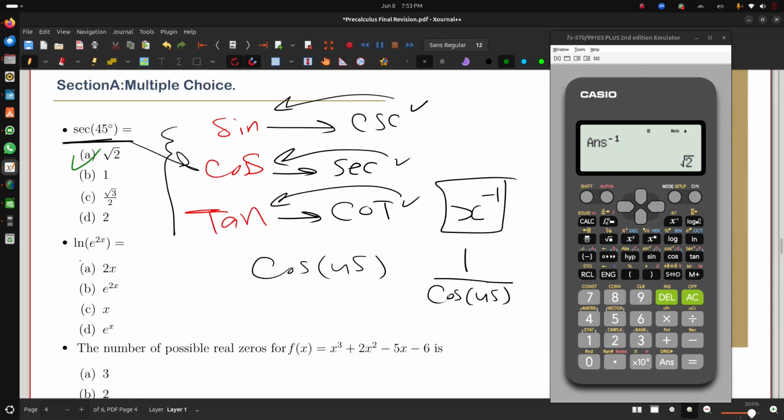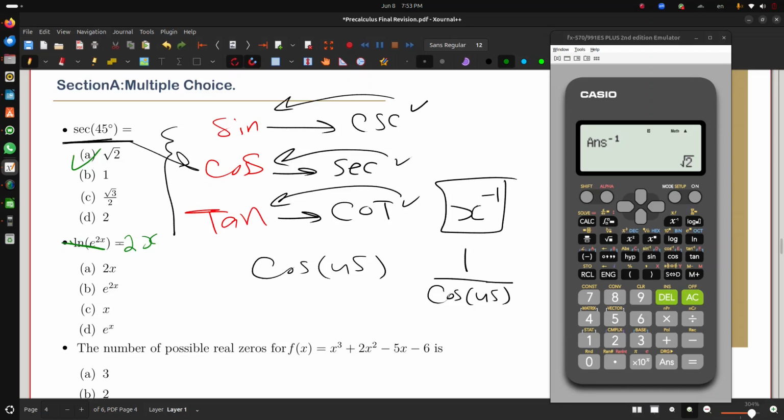Okay, the next one, ln e to the power 2x. Okay, for this one you can pick any number for x and you get ln of e to the power. For example, pick x to be 7, so it will be 2 times 7, and then you will find an answer, and then you will plug in 7 for each one of them, and you will search for which one has the same answer, or you need to know the rule. ln and e, both of them cancel each other. The answer will be only 2x.